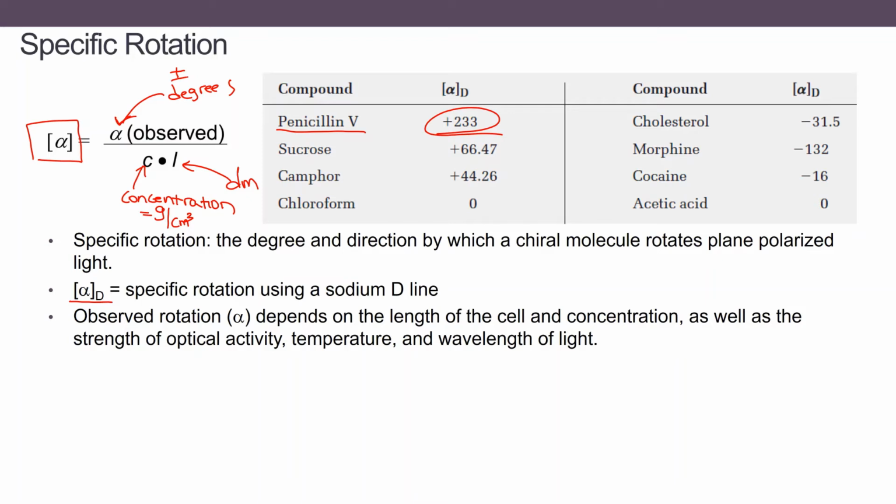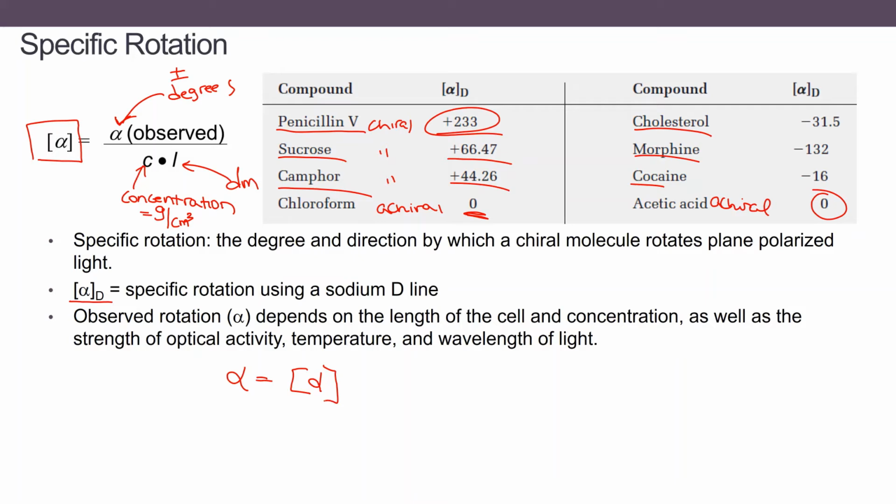Okay, so we can look up tables of this. Sucrose is a chiral molecule, so it has a specific rotation, and so does camphor, but chloroform is achiral, so it doesn't have a specific rotation. So here we have chiral, chiral, chiral, cholesterol is chiral, morphine, cocaine, but acetic acid is achiral. Okay, so this is assuming pure enantiomers of each one of these compounds when recording that specific rotation. Now we could also solve for the observed rotation, which would just be the specific rotation, the brackets mean specific rotation, times the concentration times the path length.